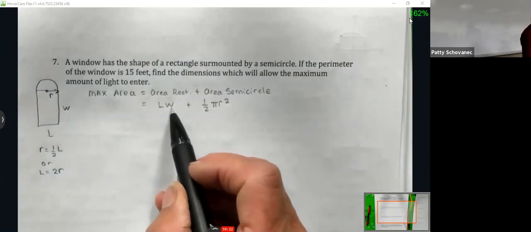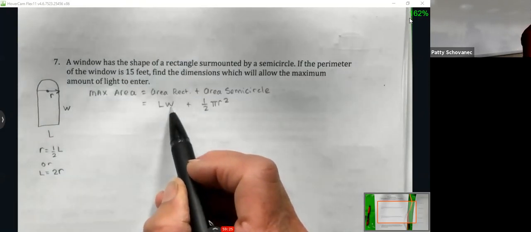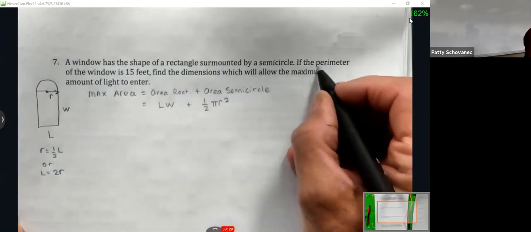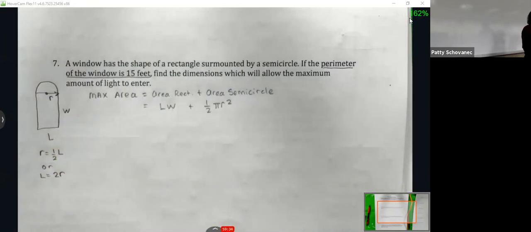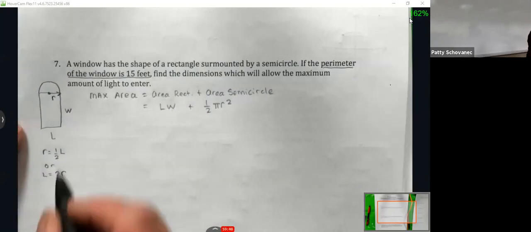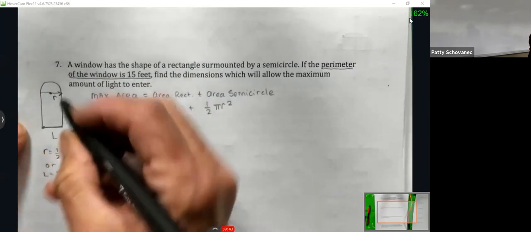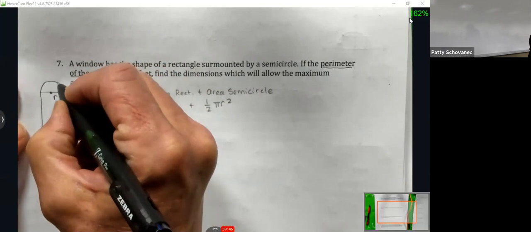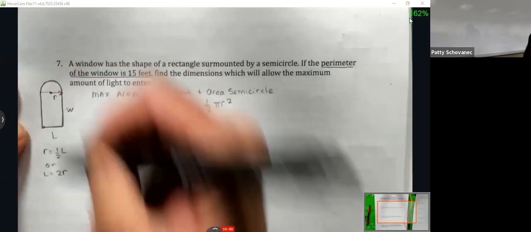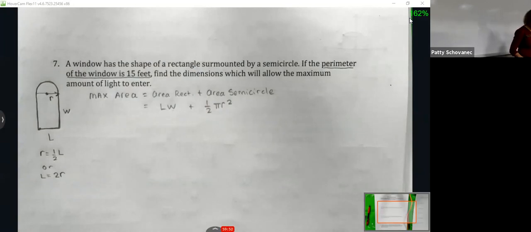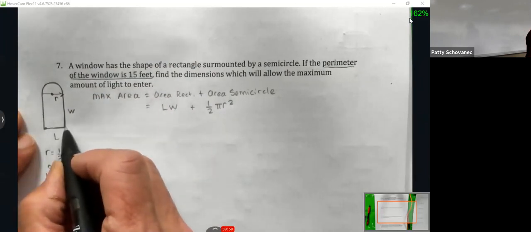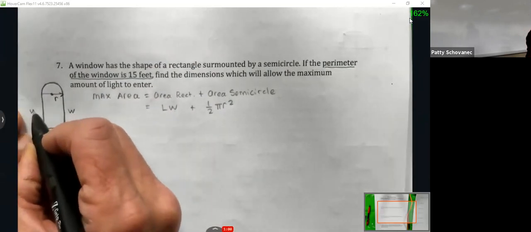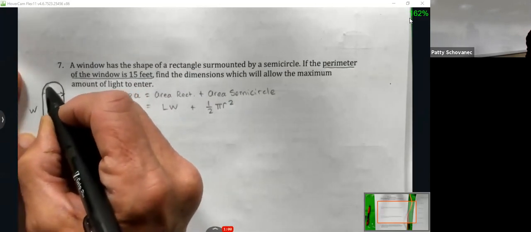So we need to get the W in terms of R. We've got to find a side equation. So here's a number we haven't used yet. The perimeter of the window is 15 feet. So our side equation is going to involve going from here to here to here, around the circle, and then back down. So let's write the perimeter in terms of those variables. I need to go L plus W. There's another W. What's the perimeter of half of a circle?